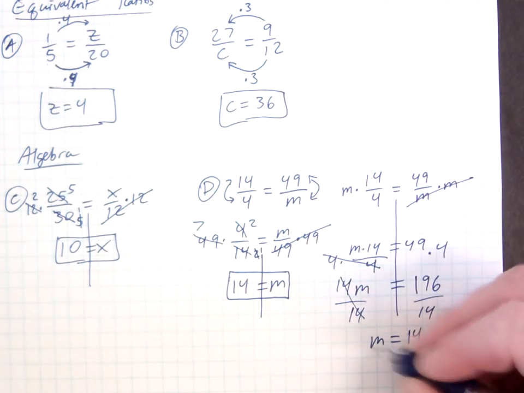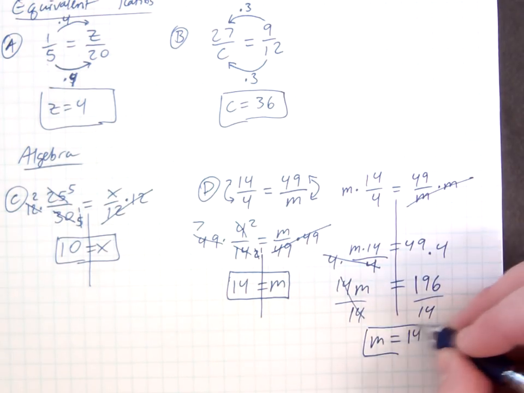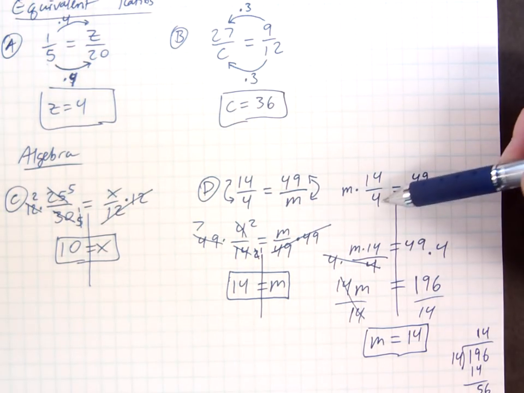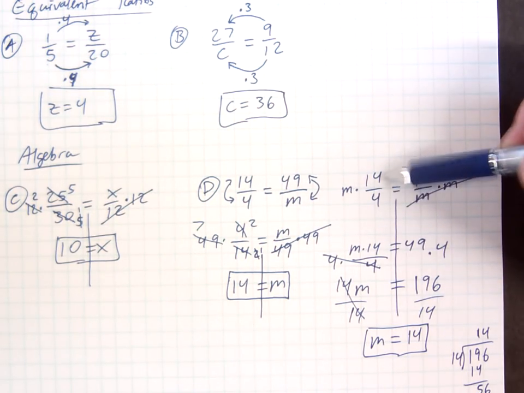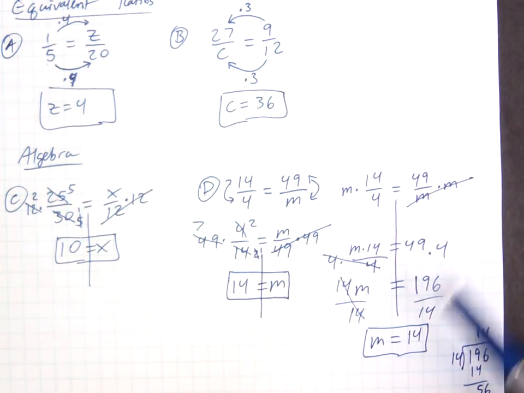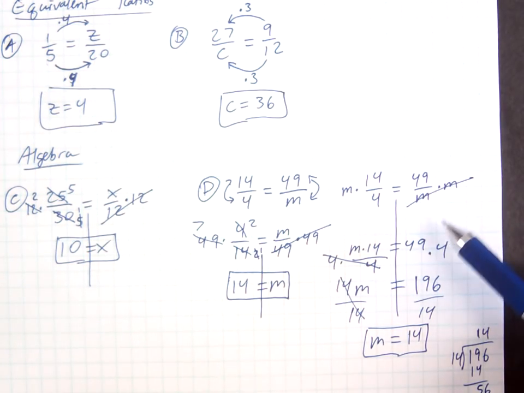So M is equal to 14. And then we'll just check. So 4 is a little less than a third of 14. 14 is a little less than a third of 49. So it seems reasonable. I can go ahead and box it. I just want you to see what the two steps were. It's going to help us with our next way to solve proportions.